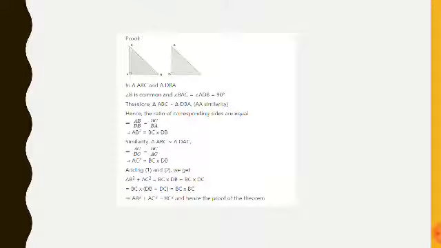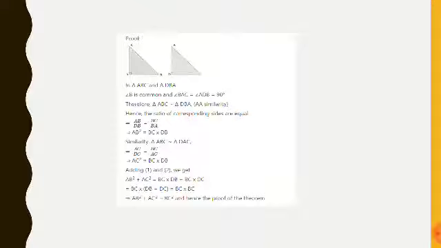Hence the ratio of corresponding sides are equal. AB by DB equals BC by BA. Taking the same base AB by DB. Next one, BC the hypotenuse, BC divided by AB, another one is BA.